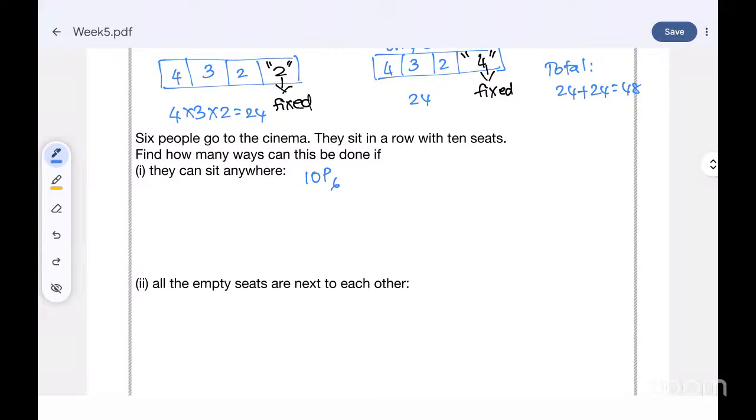Total 7 if we consider the second case, because the 4 empty seats will be considered as one, and the remaining 6 and 1 will become 7.